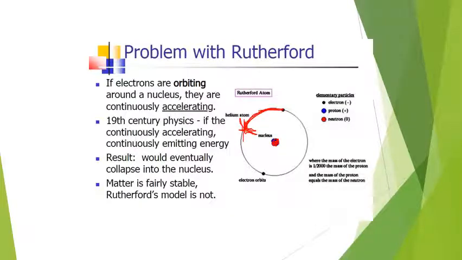Because energy is equal to 1/2 mv squared, and if you lose the energy, you're losing velocity. And if you're losing velocity, you're losing the ability to stay away from the nucleus. So the electrons start to get closer and closer and closer. And then eventually, it keeps on losing speed, the electrons would collapse in.